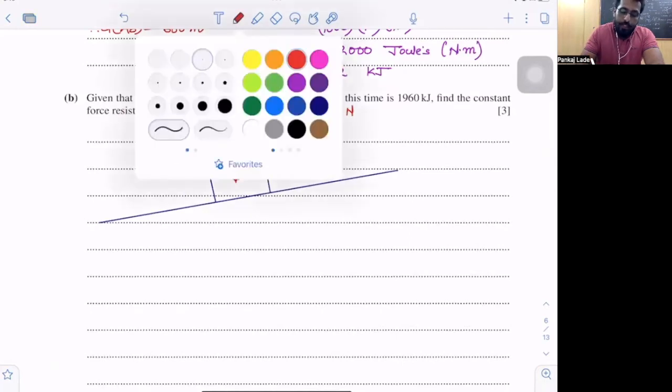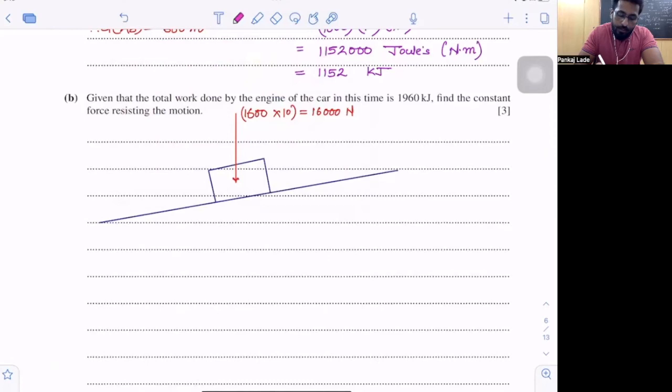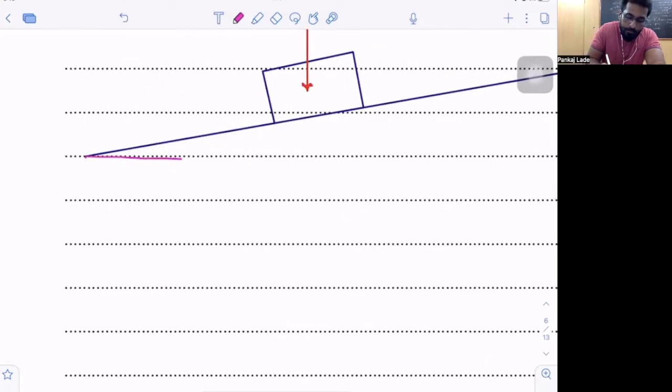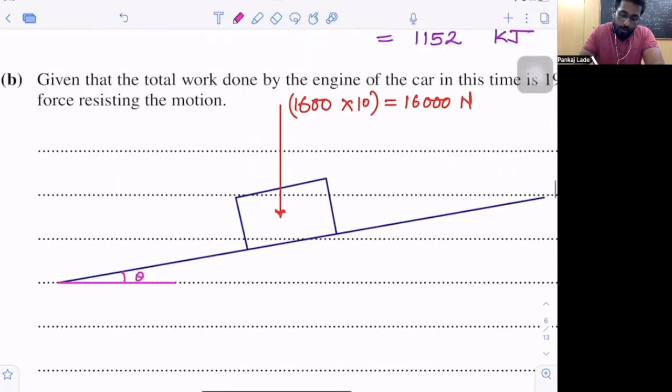This weight force can be resolved into two components, isn't it? So I know that this angle over here is taken as theta, right? So I will have one component which is along the plane, right? One of the components is along the plane and the other component is perpendicular to the plane. So these are the two components that you want to draw, along the plane and perpendicular to the plane.